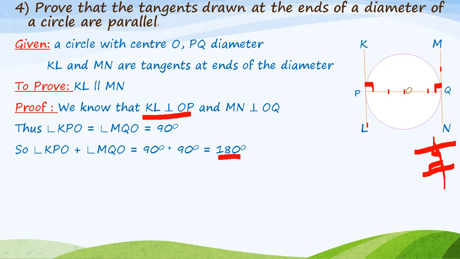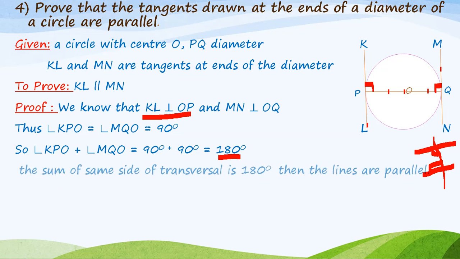Therefore, the sum of interior angles KPO and MQO are the interior angles. When two lines are cut by a transversal and the sum of interior angles is 180 degrees, we have to say KL and MN must be parallel to each other. These are the interior angles, and the sum of interior angles is 180 degrees, then the two lines must be parallel to each other. This is the proof of the above theorem.